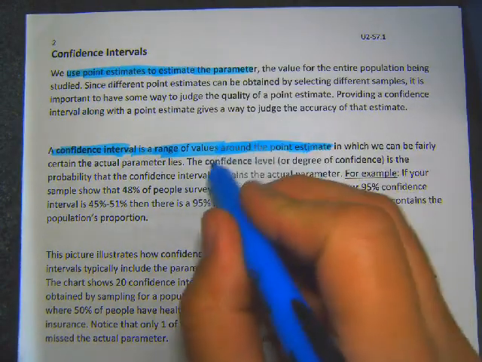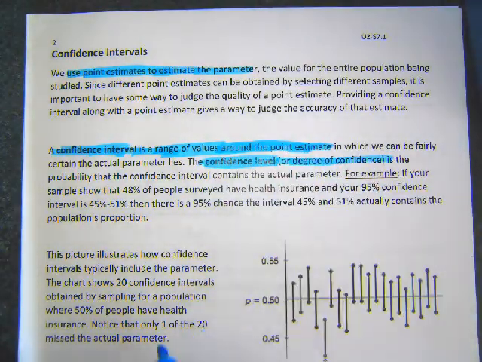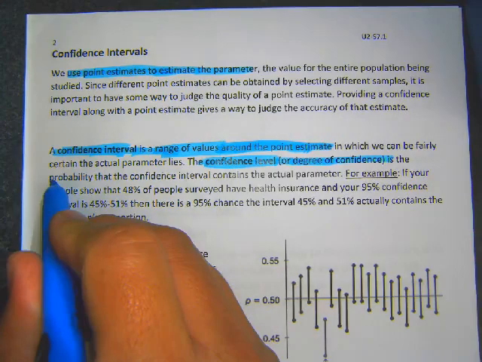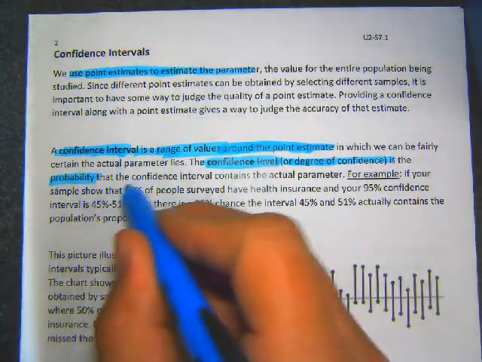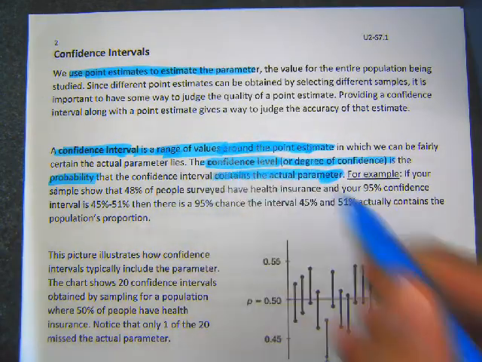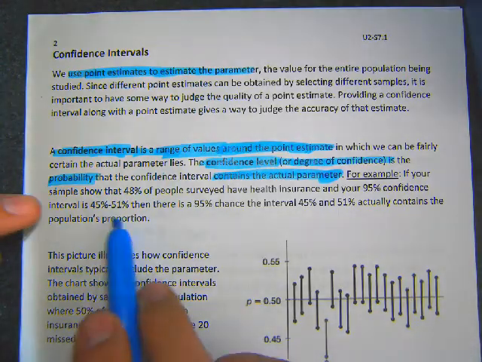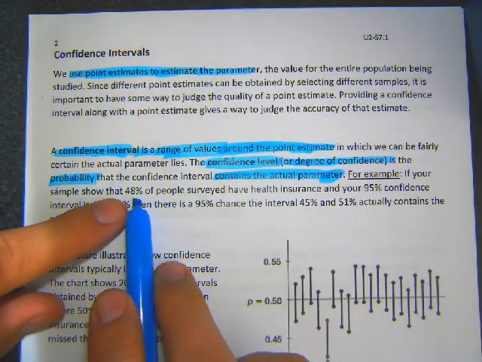The confidence level, or degree of confidence, those are different names for the same thing, is the probability that the confidence interval contains the actual value. So it's the probability that it contains the actual parameter. For example, if you do a survey and it shows 48% of people have health insurance, that was your sample, right? Your sample value is 48%.